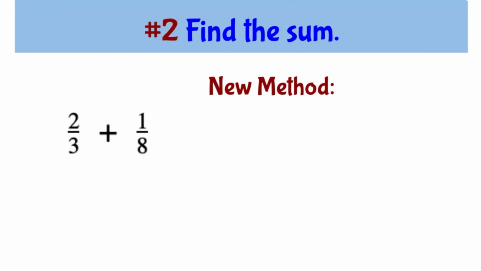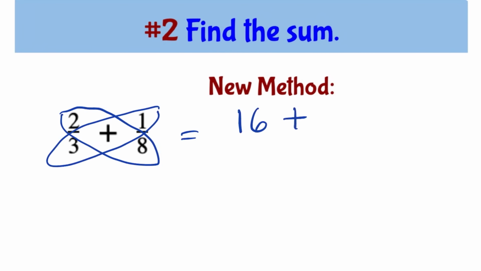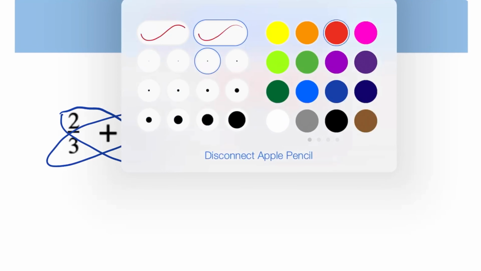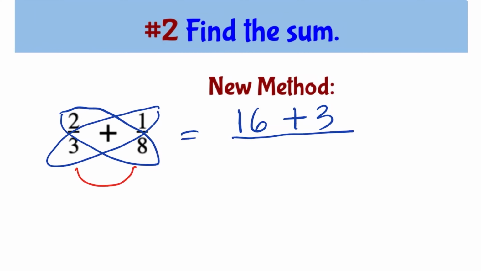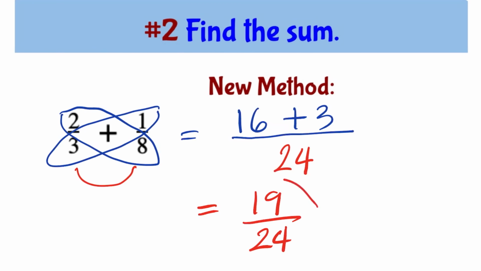Now let us answer question number 2 using Gani's method. So using my method, the first thing that we need to do is multiply 2 and the 8, which is 16. Now we need to multiply 3 and 1, which is 3. And for the denominator, we need to multiply 3 times 8, and that gives us 24. So the answer for this question is 19/24. Easy, right?